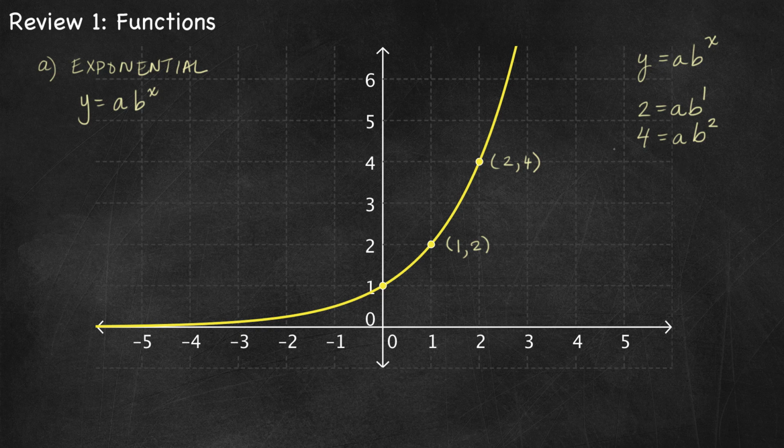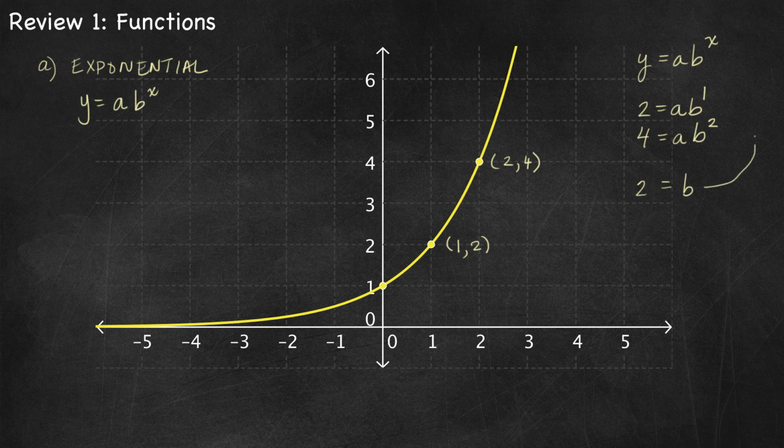So I'm going to do equation 2 divided by equation 1. I'm going to divide the left-hand sides. 4 divided by 2 is 2. When I divide the right-hand sides, ab squared divided by ab, the a's cancel out, and b squared divided by b leaves me with just b. So now I know b equals 2.